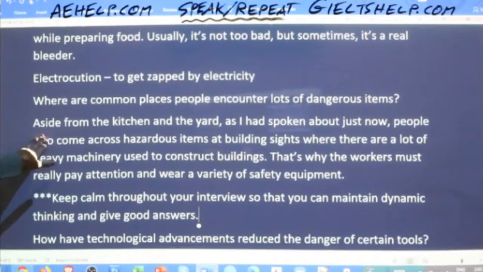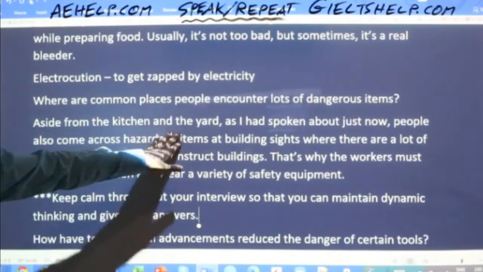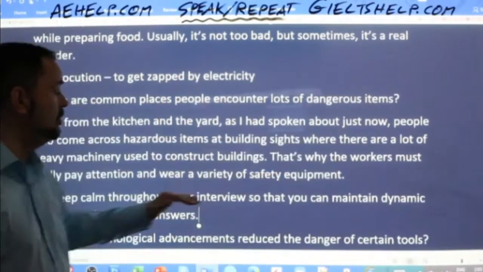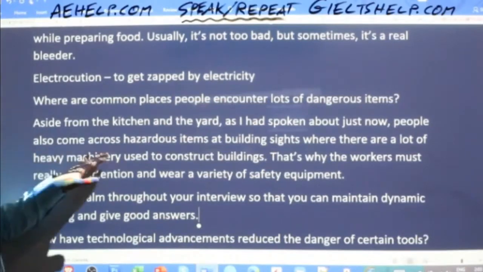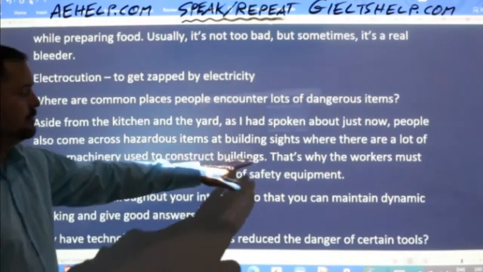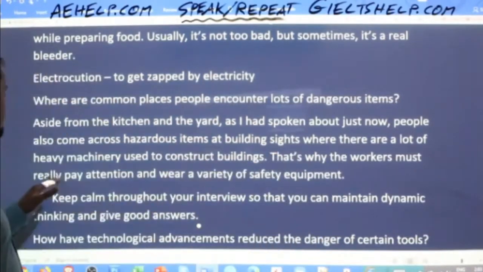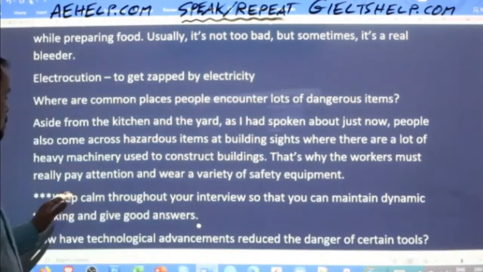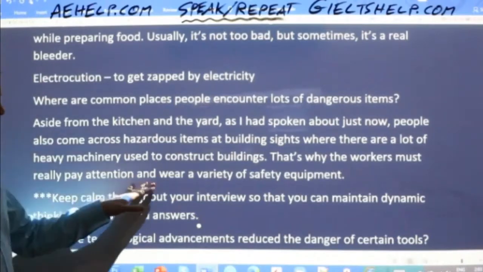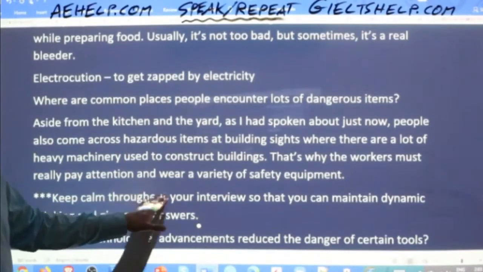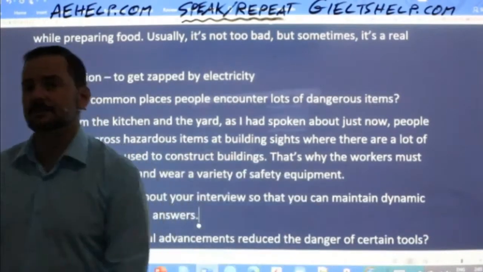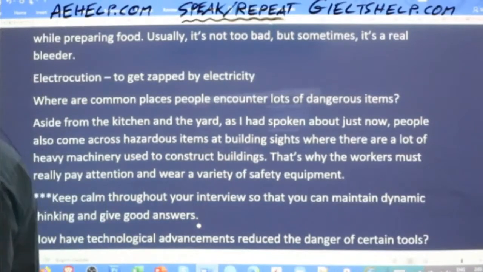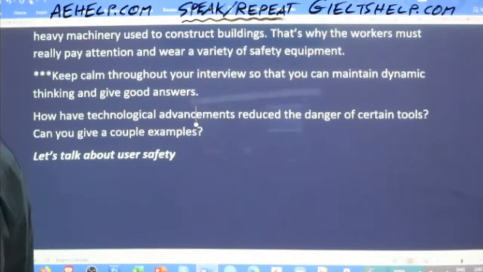Repeat after me. Aside from the kitchen and the yard, as I had spoken about just now, people also come across hazardous items at building sites where there are lots of heavy machinery used to construct buildings. That's why the workers must really pay attention to wearing a variety of safety equipment. Okay. Here we go. Next question.